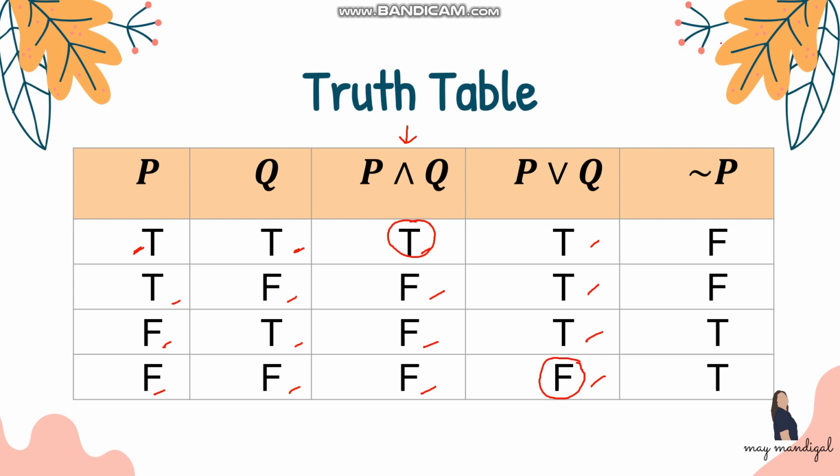And for the negation, all you have to do is change the truth value of the original proposition. So we have the negation of P. We have to look at P. So true and true become false, false. And then the two false values here become true, true.